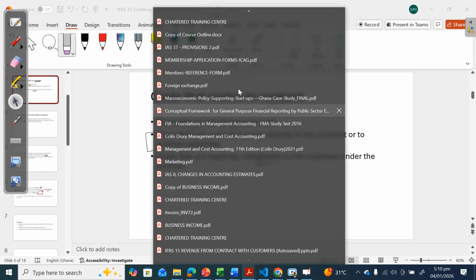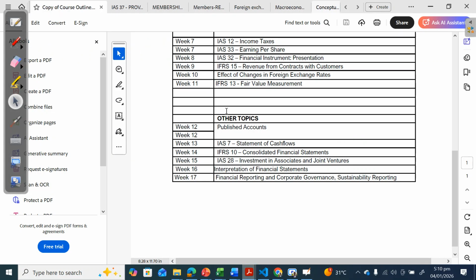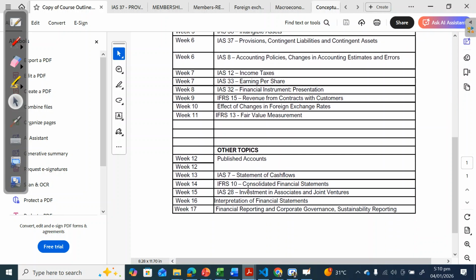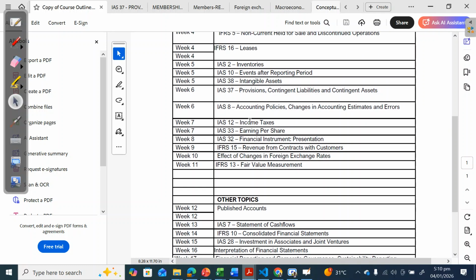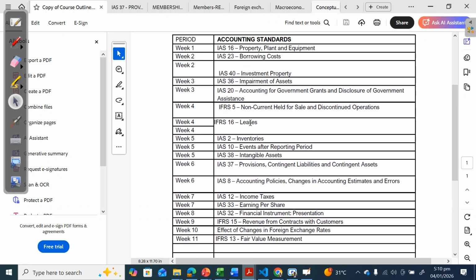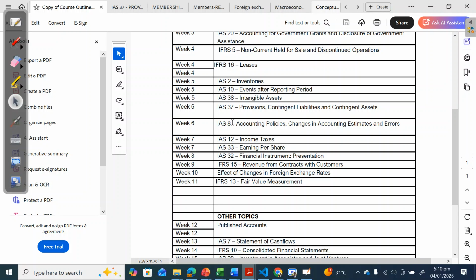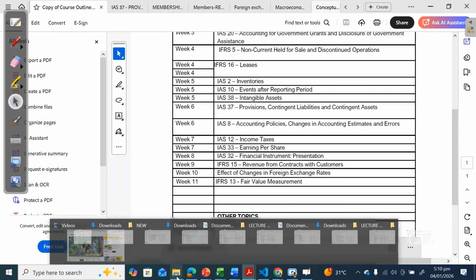So let's look at the next standard. Which one should we do? We have done income tax, earnings per share, financial instrument. So let's do IFRS 9.